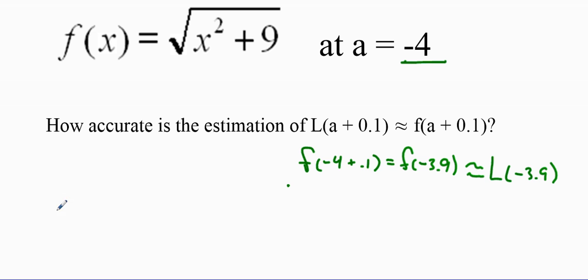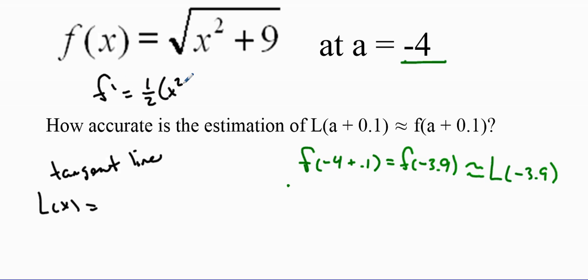Now to do that, we're going to do the same thing. So I have to find L of x. L of x, once again, is our tangent line. So remember, we're going to find a tangent line. So we need our slope. Our slope's going to be f prime. So I'll find f prime. It's going to be 1/2 times x squared plus 9 to the -1/2 power, times the derivative of the inside using the chain rule. We got 2x. All right. Simplify this.